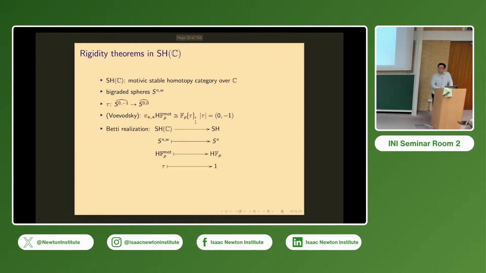Can you say what's the hat? Hat is just the completed. It's completed of HF2, HFP. So this tau does not exist between uncompleted spheres somehow.